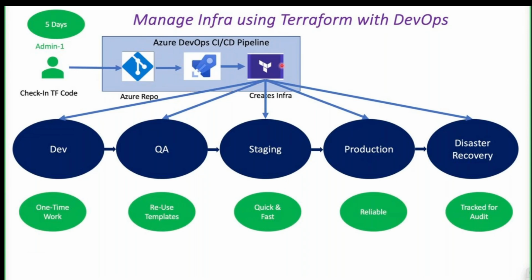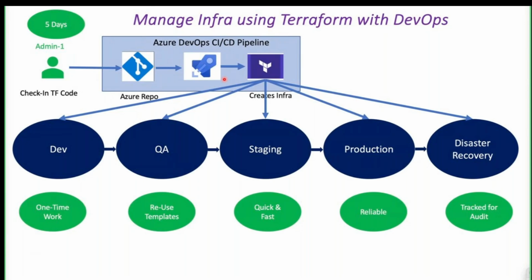Using this method, it is a one-time process. It's just one-time work. You don't need to write code for each environment. It is easily reusable because we use the same code for all the environments, and it is very quick, fast and reliable. As we have the state file, it is easy to audit as well. So these are the things we manage using Terraform with Azure pipeline.